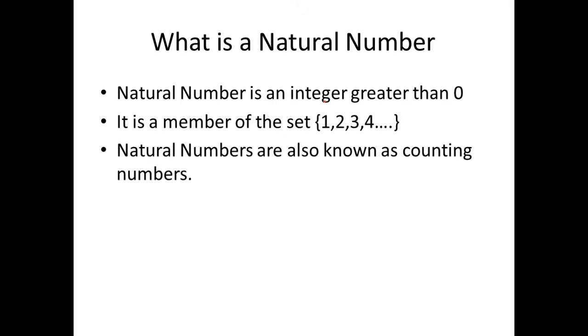The next question is, what are natural numbers? All the set of numbers starting from 1, 2, 3, 4, and so on are called natural numbers. Natural numbers are numbers that are greater than 0, and natural numbers are also known as counting numbers.